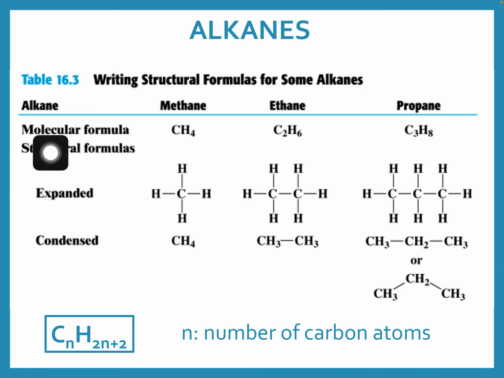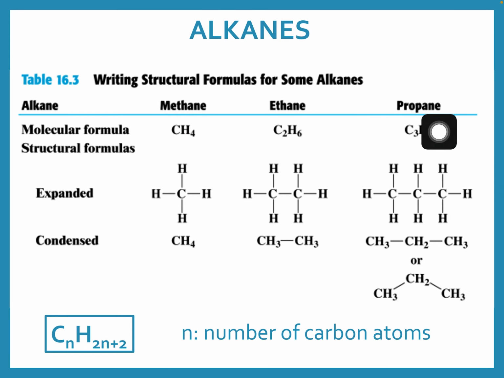So for every single alkane, we can give a molecular formula which tells us how many carbons and how many hydrogens there are. And then we can also show structural formulas. So there's the expanded, which shows every single atom and every single bond. And the condensed only shows the bonds between the different carbons and shows the hydrogens that are attached to a carbon in one spot. So how many hydrogens are attached to that particular carbon, as opposed to drawing every single one of those out separately.